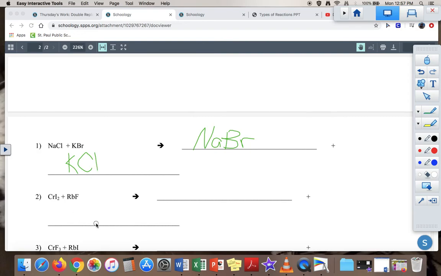I will post an answer key for this worksheet. However, I would like you to complete it and turn it in before I do so.